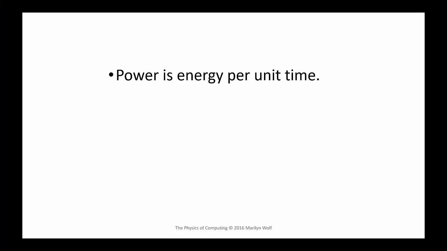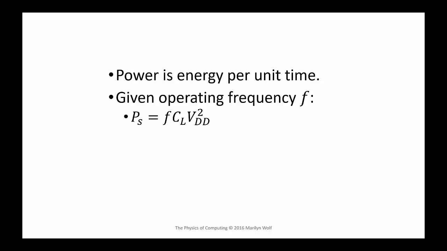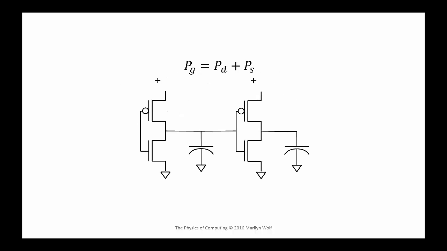Delay and power consumption are related through the power supply voltage. Understanding this relationship gives us an important result. Remember that power is energy per unit time. So given an operating frequency F for the circuit, the power consumption becomes F, the load capacitance, times the square of the power supply voltage. Total power consumption is the sum of the dynamic and static power consumptions. Static power consumption occurs even when no signals are changing in the logic. An important source of static power consumption is leakage.